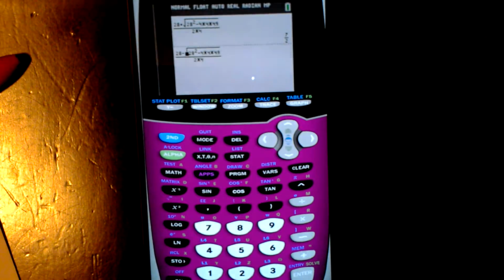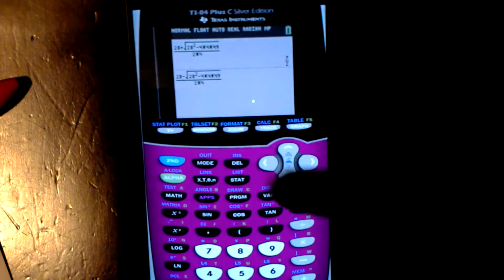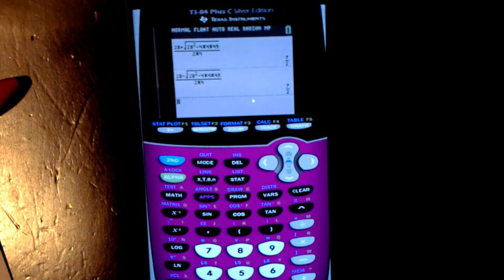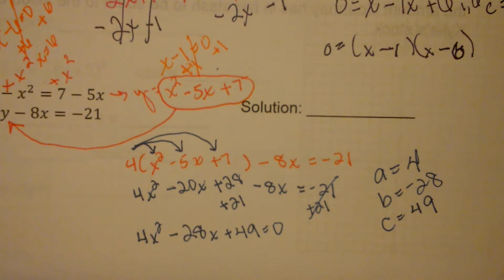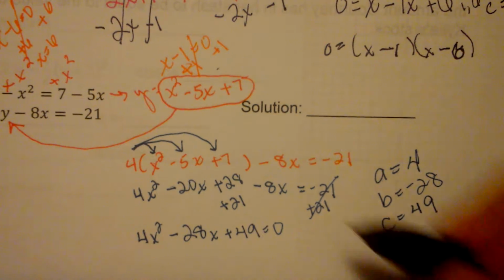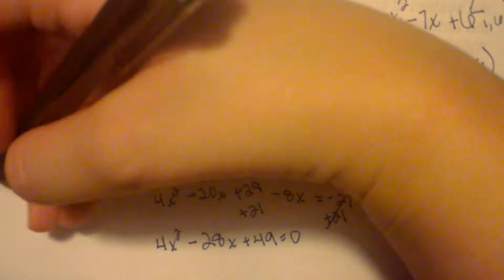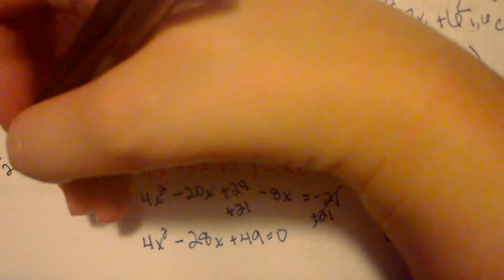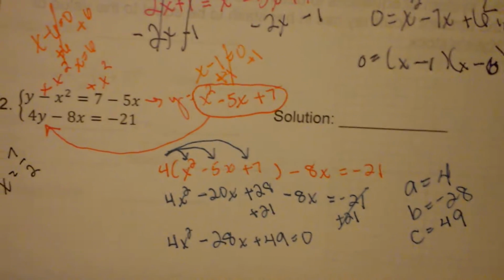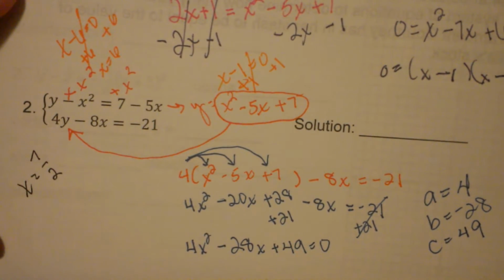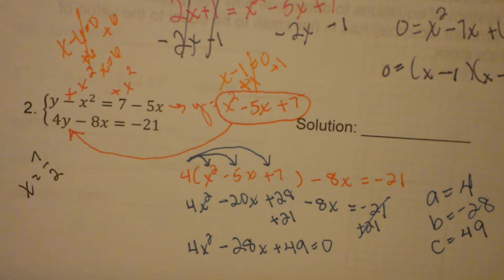So it's a minus sign. So I only have one answer, 7 halves. So if I only get one x value, I'm only going to get one y value, so I only have 1 point where these two functions intersect.